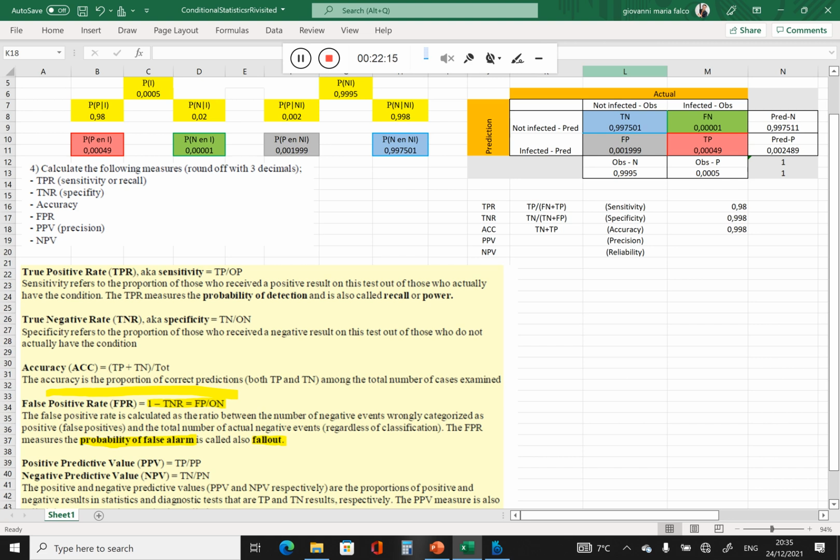Okay, then we move to the next one, and you see up to now we have always summed, with the exception of the accuracy, for the true positive rate, true negative rate, false positive rate, along the vertical direction, the columns. In the next one we are going to sum across horizontally along the x-axis.